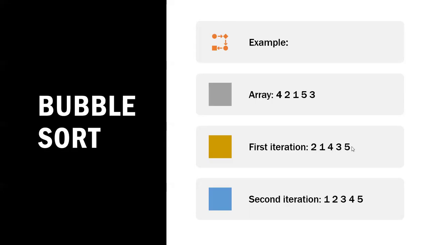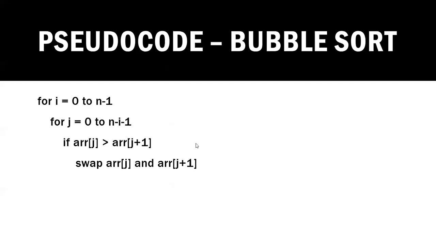That's the first iteration. The second iteration it goes through, it compares the 2 to the 1 and swaps them. It compares the 2 to the 4 and does not swap them. It compares the 4 to the 3 and swaps them. It doesn't have to compare the 4 to the 5 because it already knows that the 5 is the highest value because it went through the iteration once. That's what a bubble sort does. Step by step, 2 numbers at a time, and swaps them if they're in the wrong order.